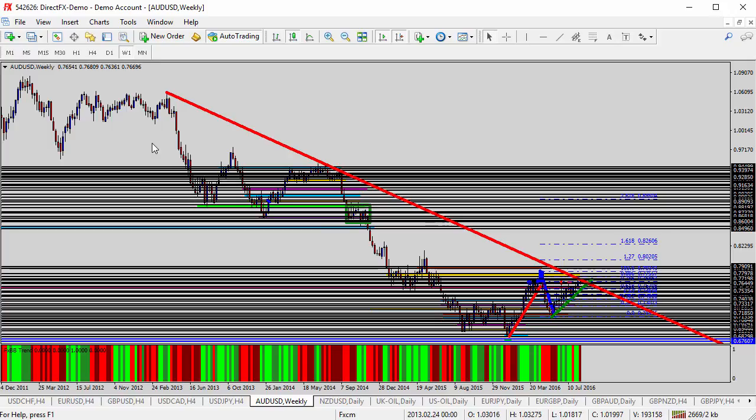AUD USD, I'm starting out here on the weekly time frame because I think this is a very interesting look at this currency pair. Look at the red trend line, the long red trend line. We're looking all the way back from 2013 connecting into 2014. That's important because we're just underneath that right now. So I think you don't want to forget about that guy right there.